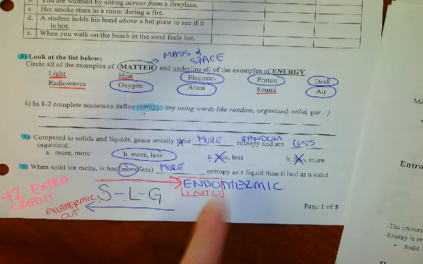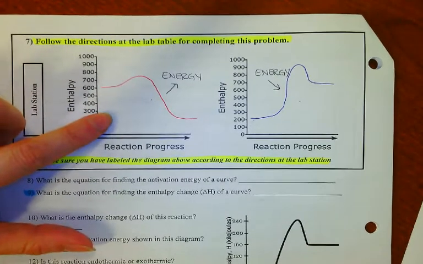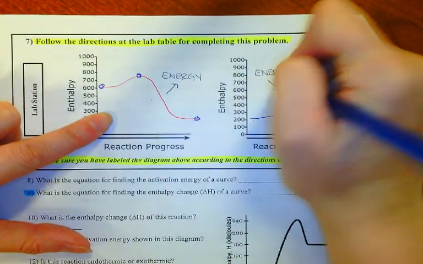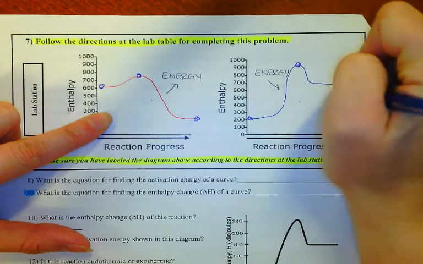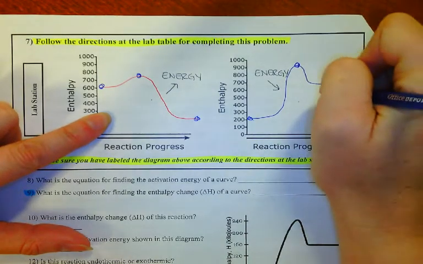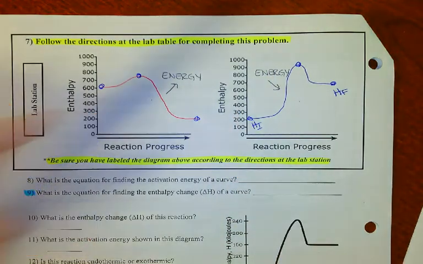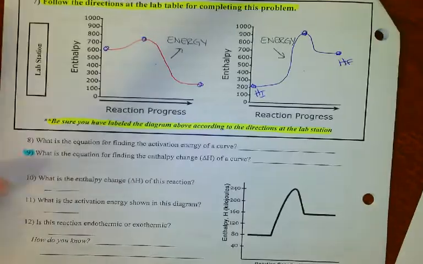Okay, it has more randomness, more entropy. All right, let's turn over and look at page 2. You should have had this done from class, and I'm also going to label these points. That should have been labeled from our lab activity in class. But this is your final energy and your starting energy. I won't label all of that because you should have done it, but let's look here.